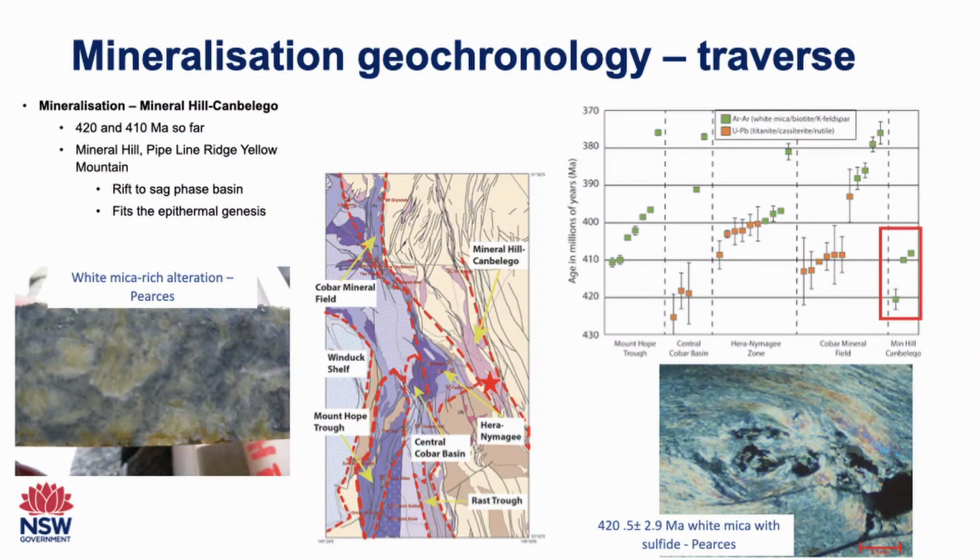for Mineral Hill, and Pipeline Ridge, for example, which is a deposit slightly further north. Up in here, it's thought to be a VMS style system, I think now epithermal type system. So it's an area that's related to the volcanism that's going on, and it's showing older ages.